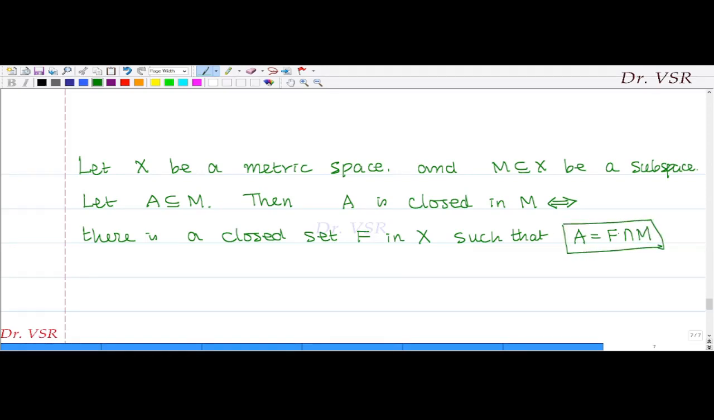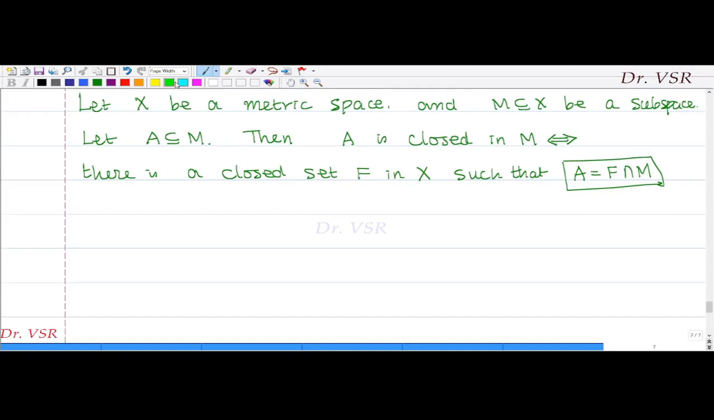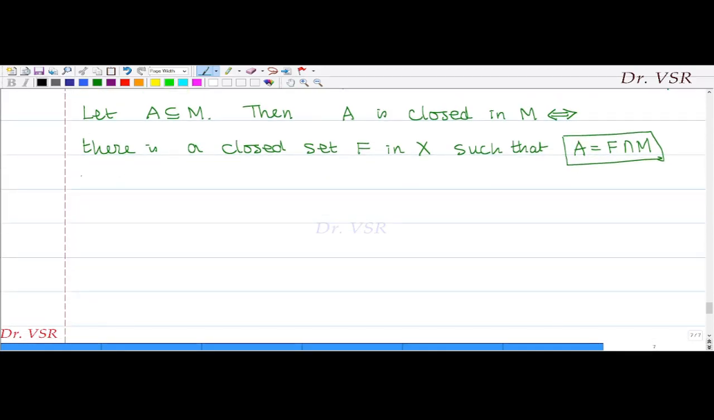We saw a similar theorem for open sets. How did we see it for open sets? Then A is open in M if and only if there is an open set U, subset of X, such that A can be expressed as U intersection with M. That is how we saw it. So now the analog for a closed set. We are going to use that theorem as it is. So that you understand, I'll rewrite the theorem. Recall the theorem. Let me just state that theorem.